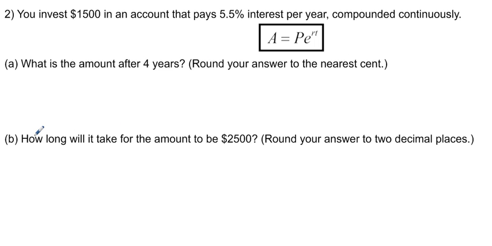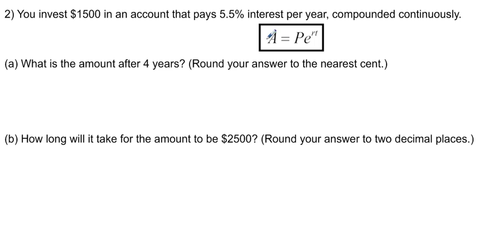And the second part of the problem asks how long will it take for the amount to reach $2,500, and we're going to round our answer to 2 decimal places. We're going to use this formula here, which is the formula for calculating the amount of money you will have based off of an investment that is compounded continuously.